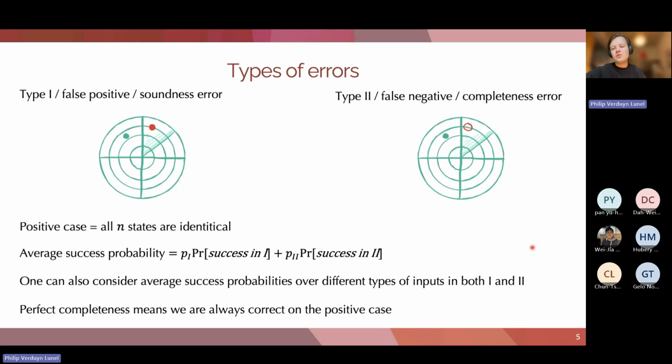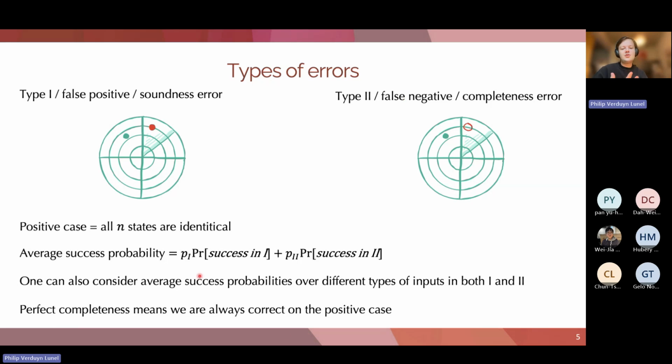Let me first describe the two types of errors that we talk about here. There's going to be false positives, which are so-called soundness errors, and false negatives, which are completeness errors. And here the positive case is going to be that all the input states are identical states. So no states are orthogonal. And the negative case is going to be if some states are orthogonal. Like I mentioned before, perfect completeness means that you don't make any mistakes when the input was the positive case. So that means no false negatives: you're not going to answer negative on the positive case.